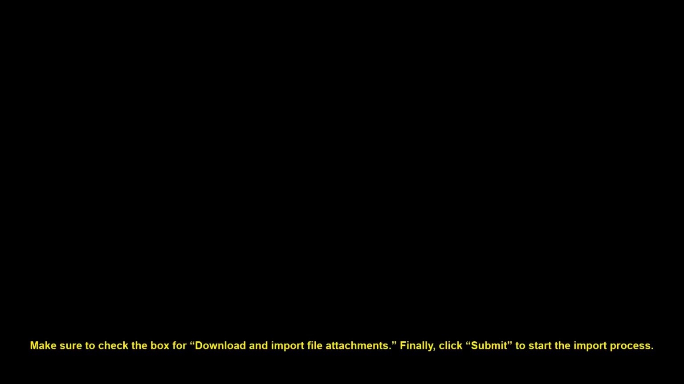Click on the Upload File and Import button. Assign the content to an existing user or create a new user. Make sure to check the box for Download and Import File Attachments. Finally, click Submit to start the import process. This may take a few moments depending on the size of your site.